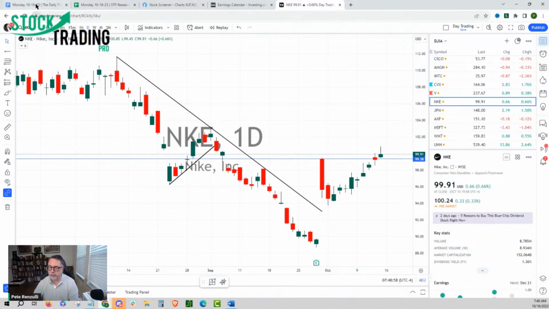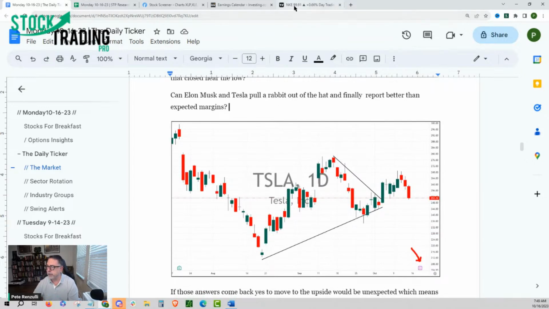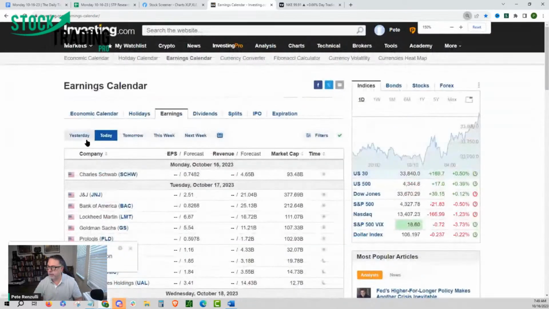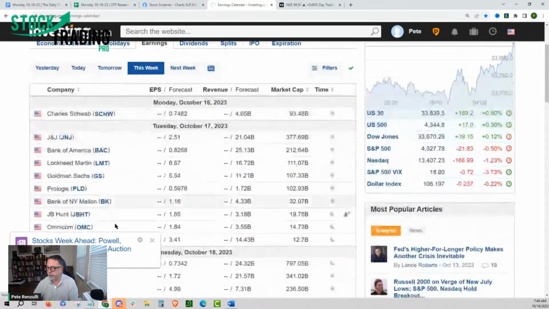So let's continue to break down the week because this is really important. So can the banks find new buyers after the bullish gaps? So that's actually what I just showed you, right? It's always important to have that visualization. Can Elon Musk and Tesla, which actually let's hop on over there, with earnings coming out this week. Let's get a full visualization of what's going on, and we'll put earnings for the week in here.